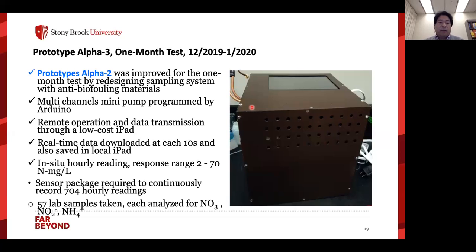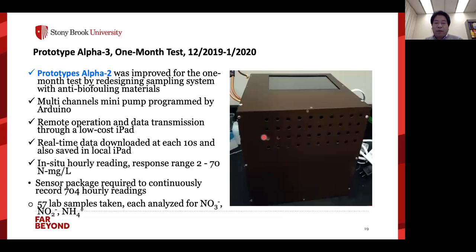I also update the pumps. I use a multi-channel mini pump. It's programmed by an Arduino program to run the sensors. I also updated the control system. I use a very low cost iPad, about $100, to remotely operate and download the data. This is the new version. We call it Alpha 3, version Alpha 3, the prototype for the 1 month test.